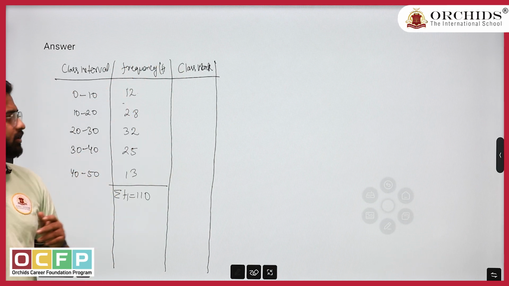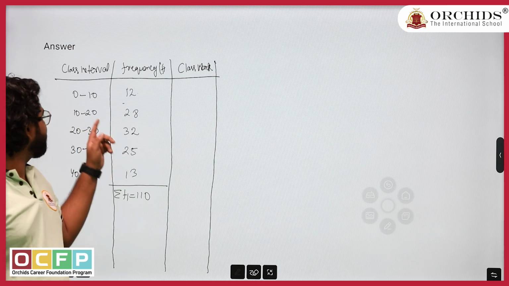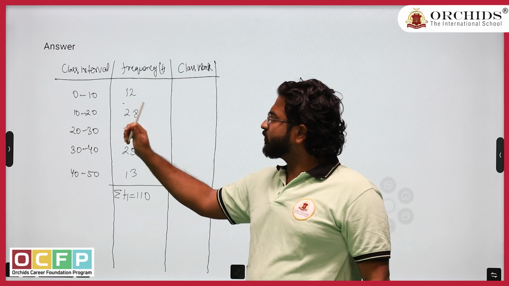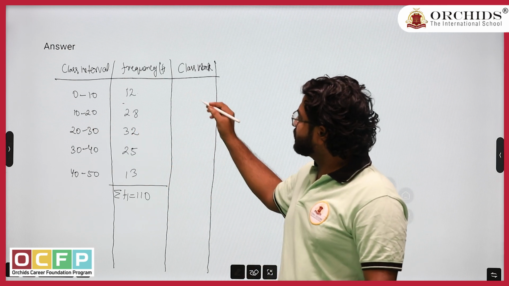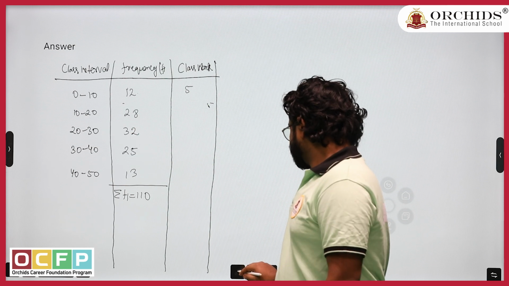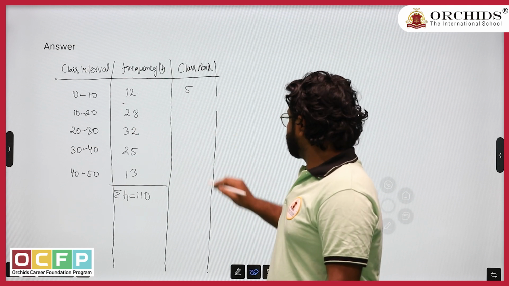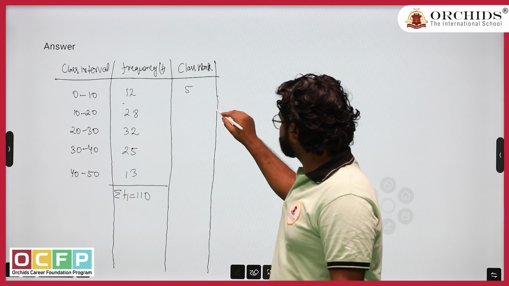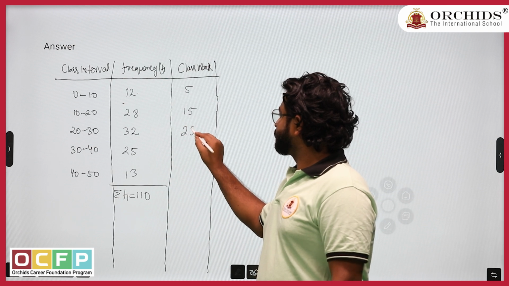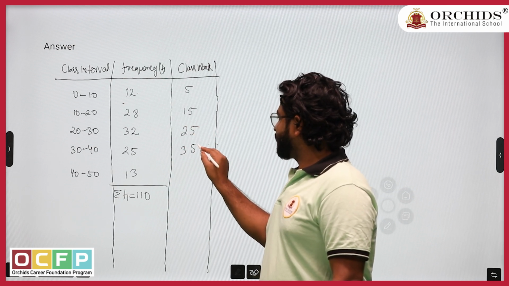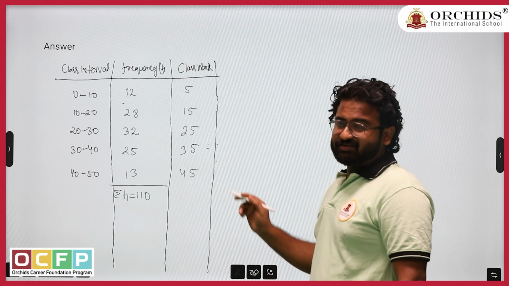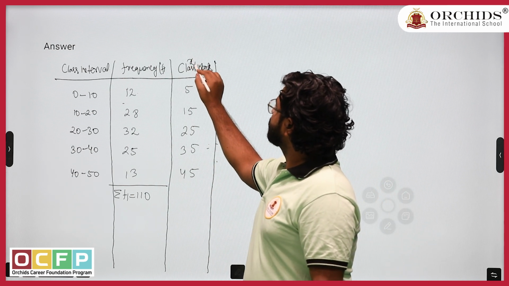Figure out the class mark. I told you the shortcut, middle value. What is your middle value from 0 to 10? That is 5. Fine. What is your middle value from 10 to 20? 15. So we will go according to this. Class mark is how much? 5, 15, then we have 25, then 35 and 45. So what we got? We got our xi value. This is nothing but your xi value.